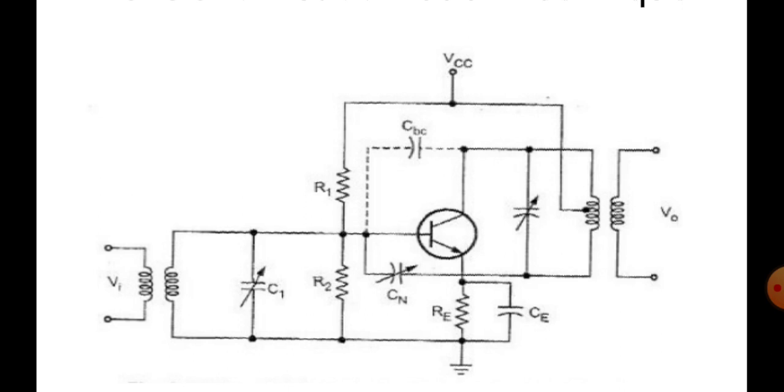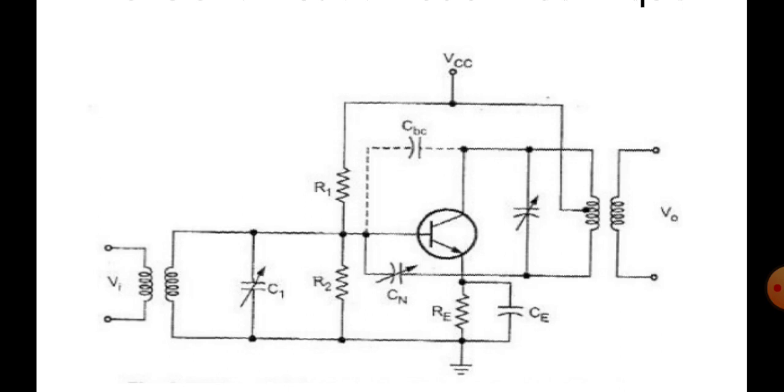Now, this collector to base capacitance is cancelled or nullified with the help of neutralizing capacitance denoted by Cn, which is variable because the feedback signal provided by CBC may be subjected to variation. Hence, variable capacitance is incorporated to the circuit in order to tune that to the same magnitude with opposite polarity of the signal provided by the CBC. Hence, both the signals get cancelled at the base. Hence, there will be no feedback signal from the output to the input.